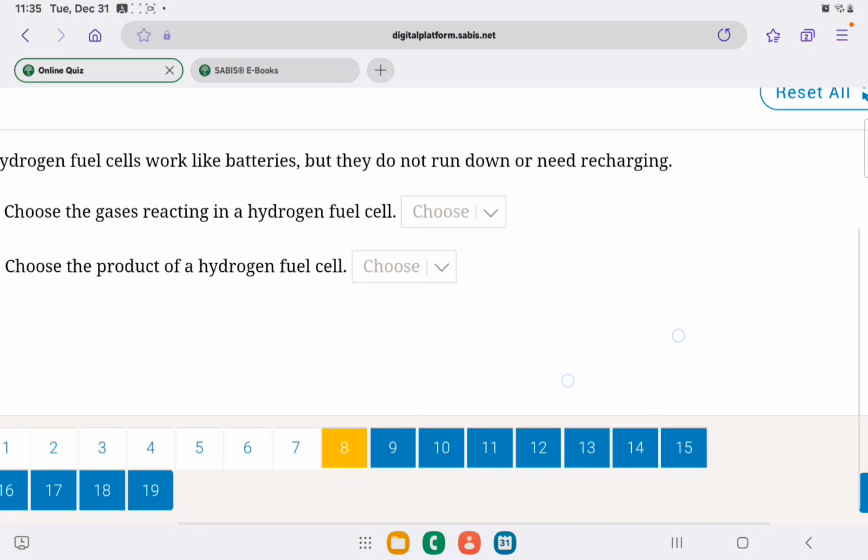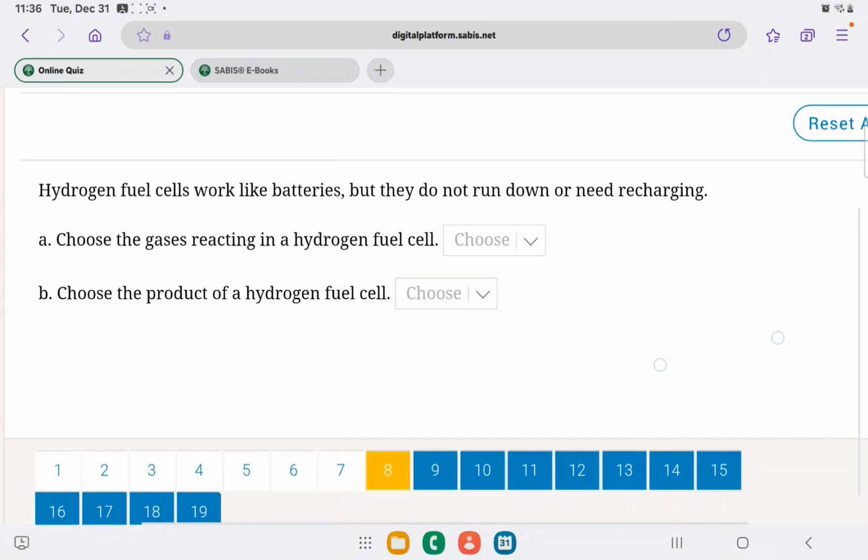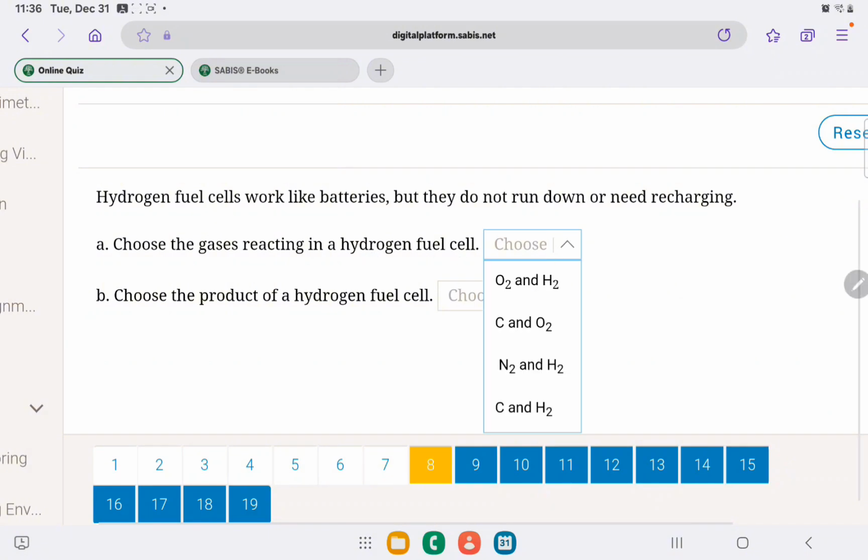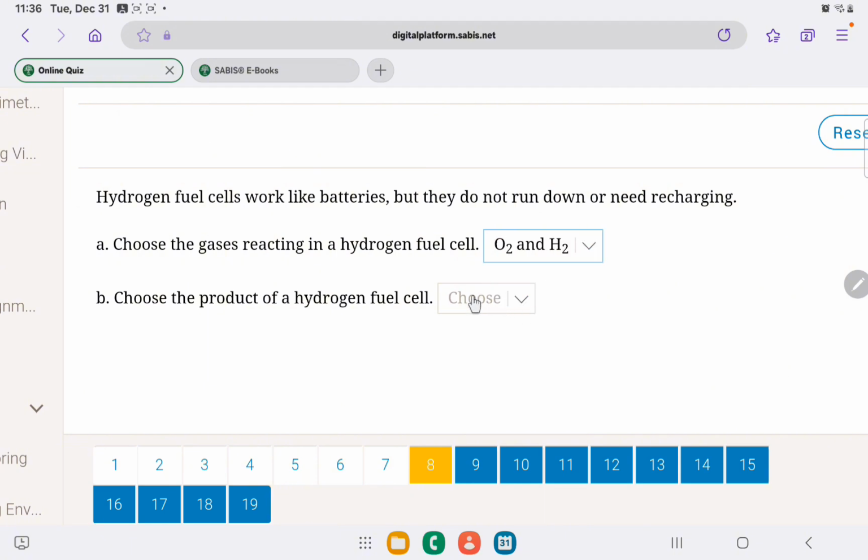Hydrogen fuels work like batteries, but they don't run down or need recharging. Choose the gases reacting in hydrogen fuel cell. Again, the fuel cell, the one I was talking about before, it's hydrogen and oxygen, and choose the product of the hydrogen fuel cell, it's water, H2O.